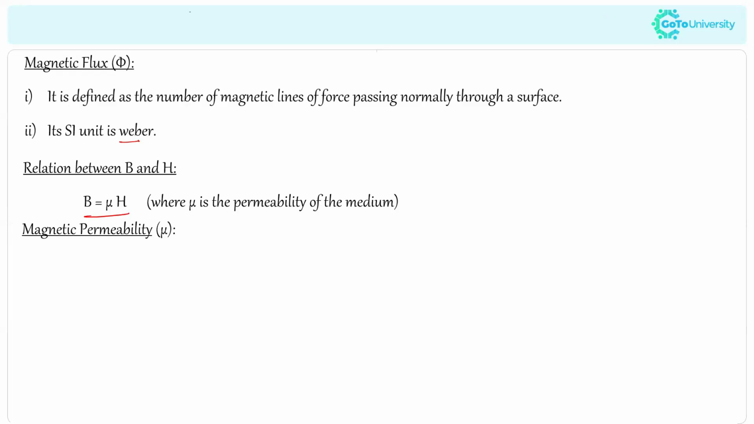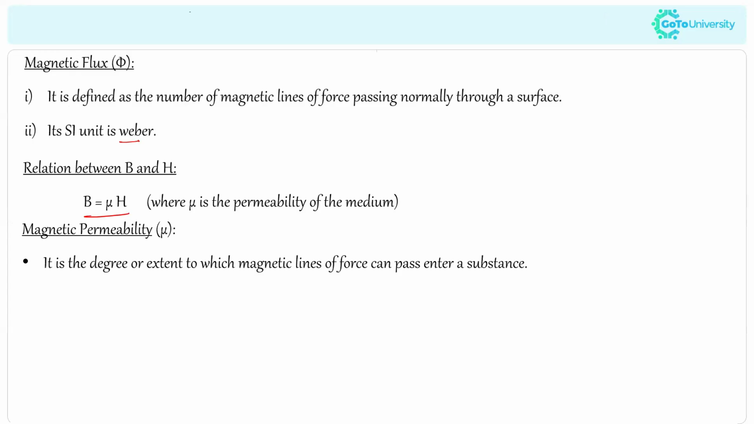Again we can study about the permeability also. It's just the degree or extent to which magnetic lines of force can enter a substance. The SI unit of magnetic permeability is Tesla meter per ampere, or Weber per ampere meter, or Henry per meter. So you have to be aware of all the units as well.